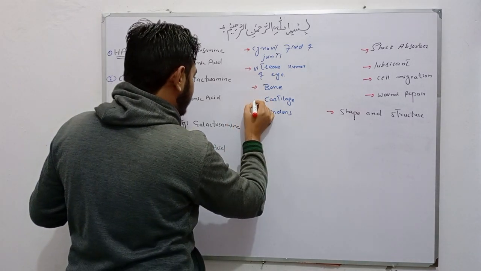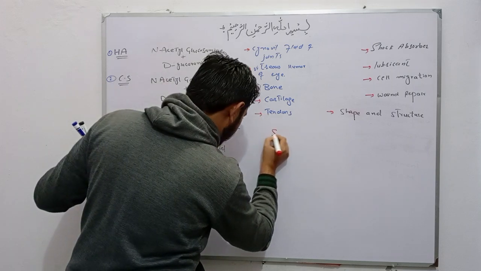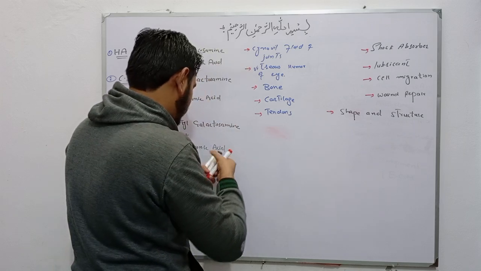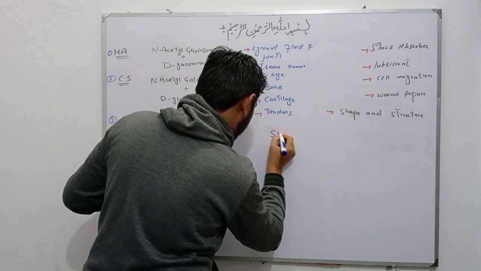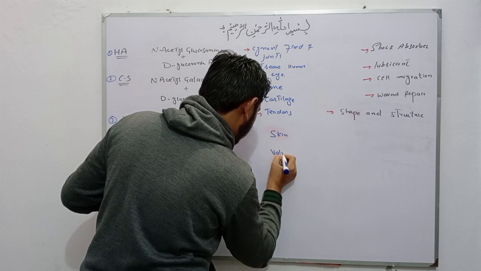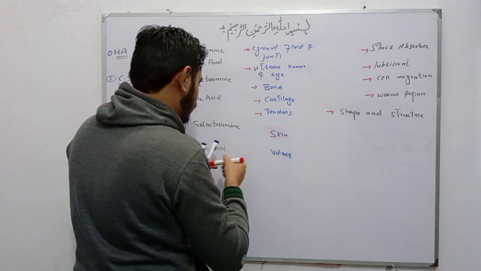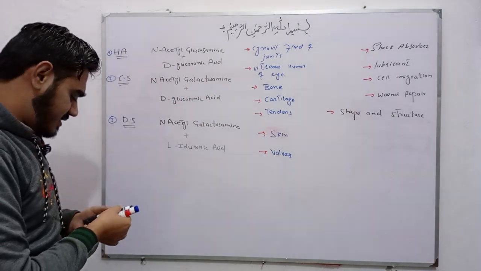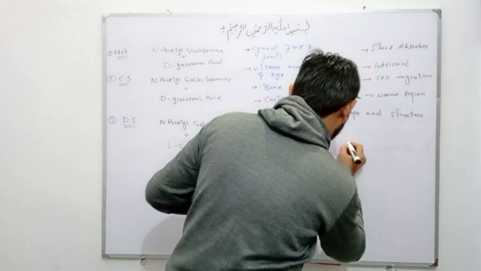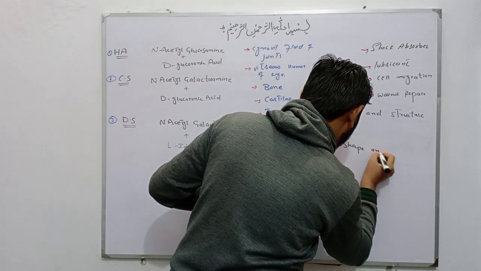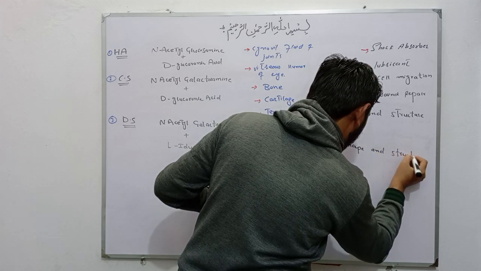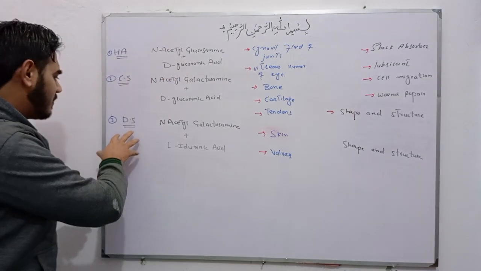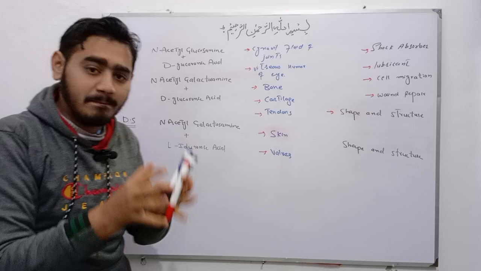And this dermatan sulfate is present in skin and heart valves. Students, the important function of dermatan sulfate is that it is also responsible for maintaining the shape and structure of skin and heart valves. Students, dermatan sulfate is responsible for plaque formation.